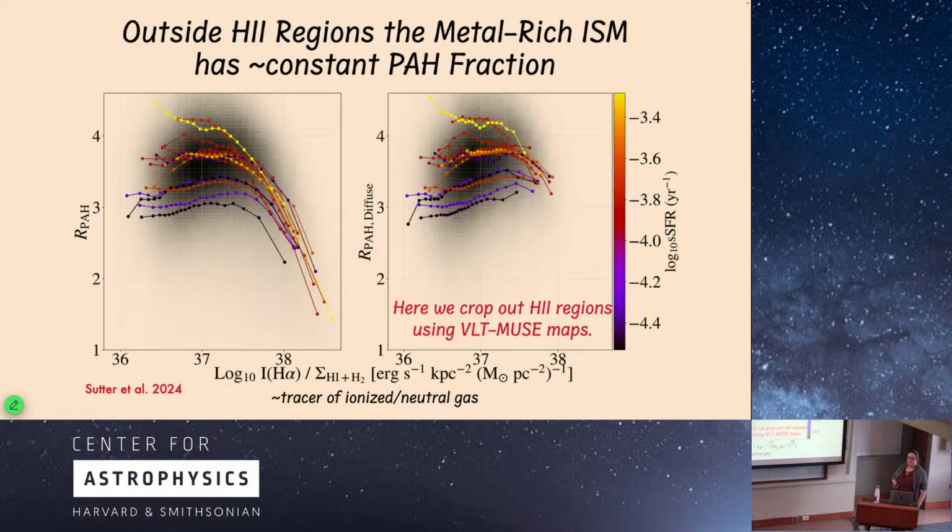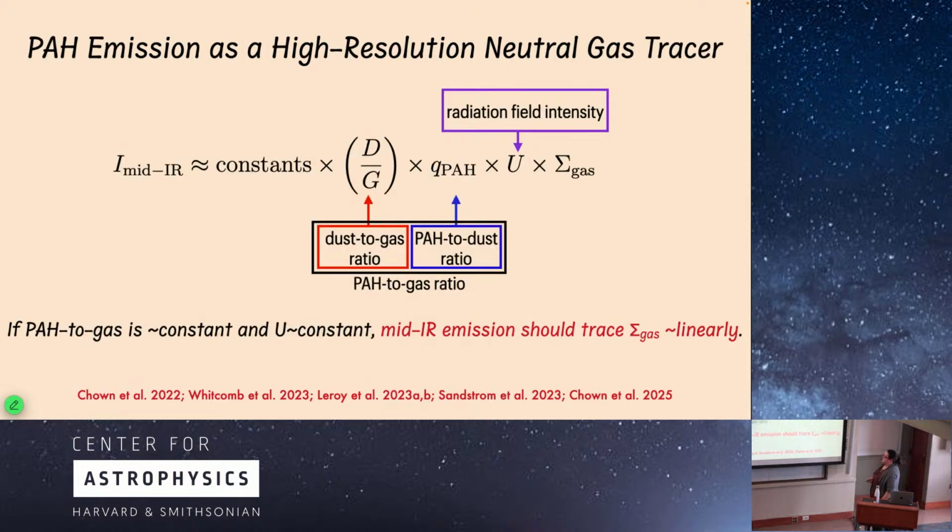Okay, so moving back to this plot, what I want to show next is if we just chop out all of the H2 regions from a galaxy, you actually find a relatively constant PAH fraction among all of these galaxies. And this brings up an interesting possibility for using PAHs and their emission as a tracer of the total amount of gas.